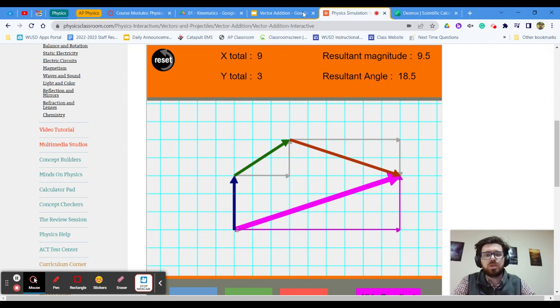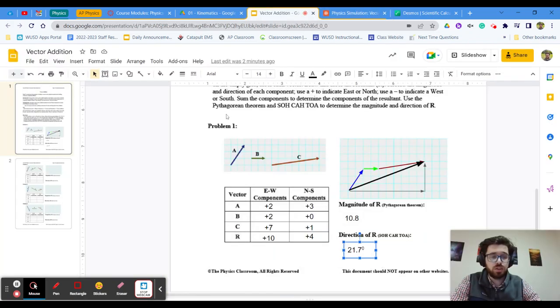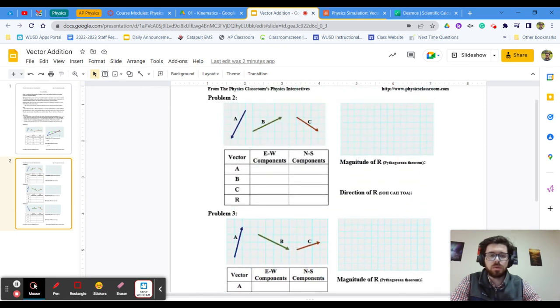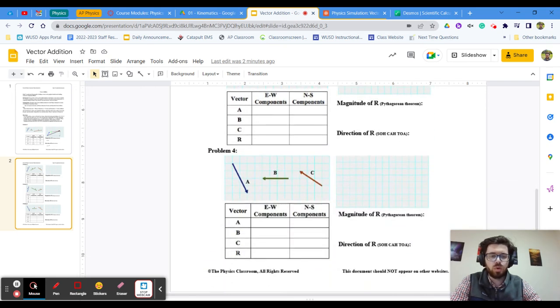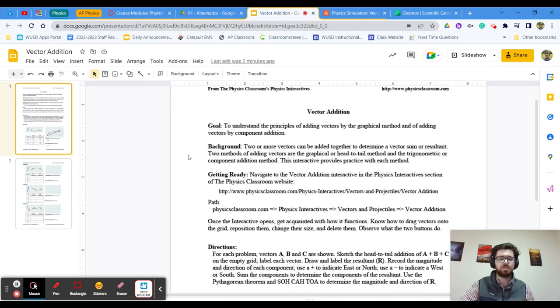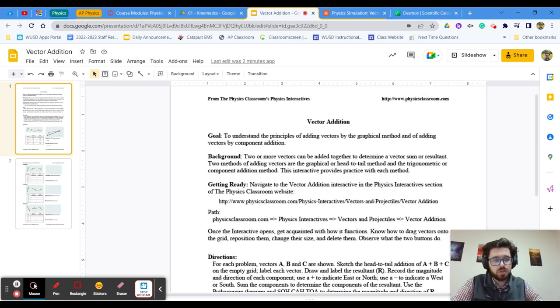All right. Once you guys finish, so I did the first problem for you. You'll notice that there's two more. So we have problem 2, problem 3, problem 4, and then you guys will be, in my opinion, experts in vector addition. Feel free to message me on Canvas or by email if you guys have any questions.